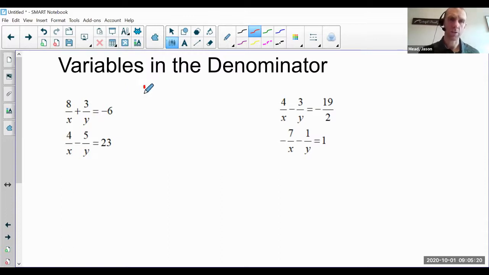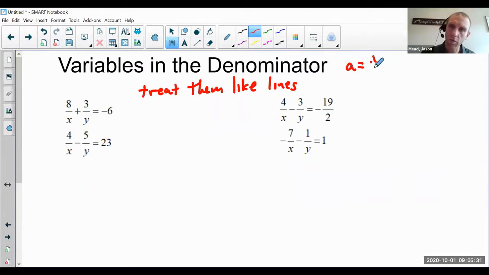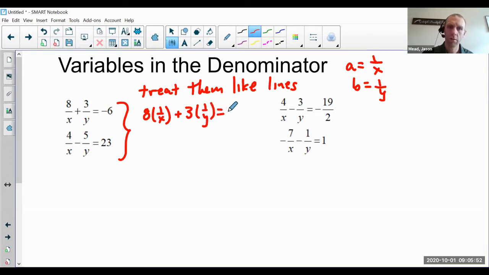The first way is to treat them like lines. And the way you can treat them like lines is make 1 over x equal to a and 1 over y equal to b. So what would that look like? Well, 8 over x is really the same thing as 8 times 1 over x. And 3 over y is really the same thing as 3 times 1 over y.